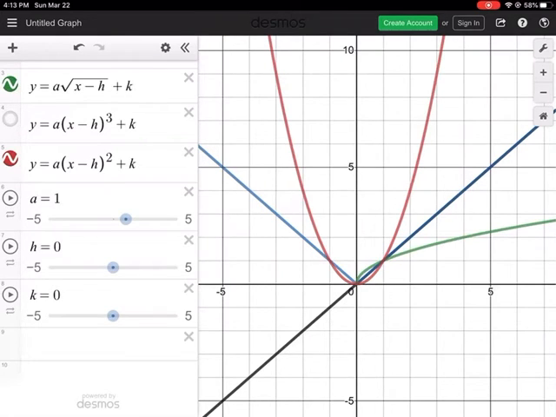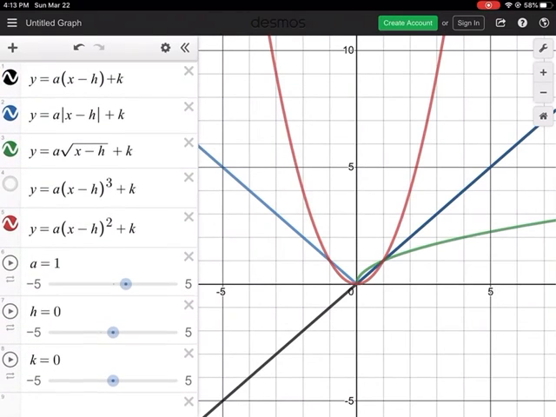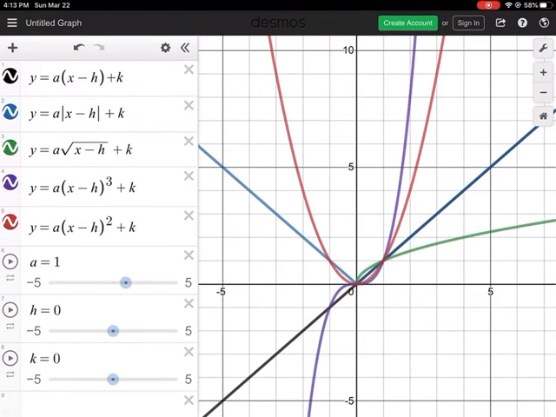The square root graph, the half of a sideways parabola, notice they're all starting at 0, 0. They're all going through 1, 1. Okay, the cubic right there, that's the purple. That also goes through 1, 1, and 0, 0. So those are all the graphs at the same time.